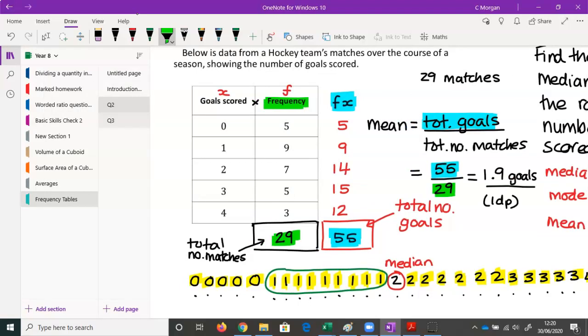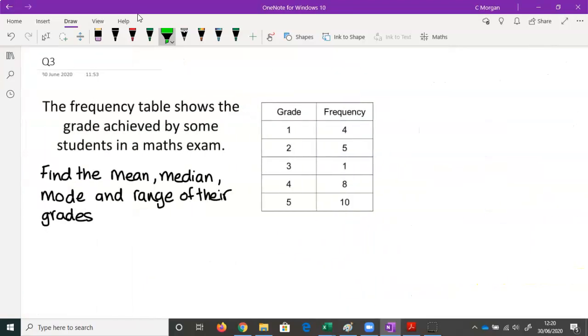Let's show you another set of data, and I'd like you to do the same this time, but for the grades that people scored in a maths exam. So what you've got to do is find the mean, median, mode and range of their grades. You can press pause while you do it.